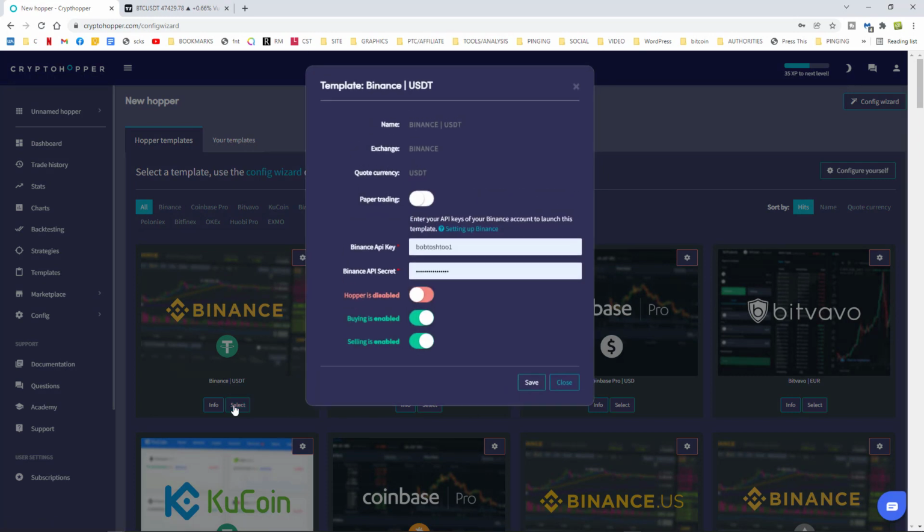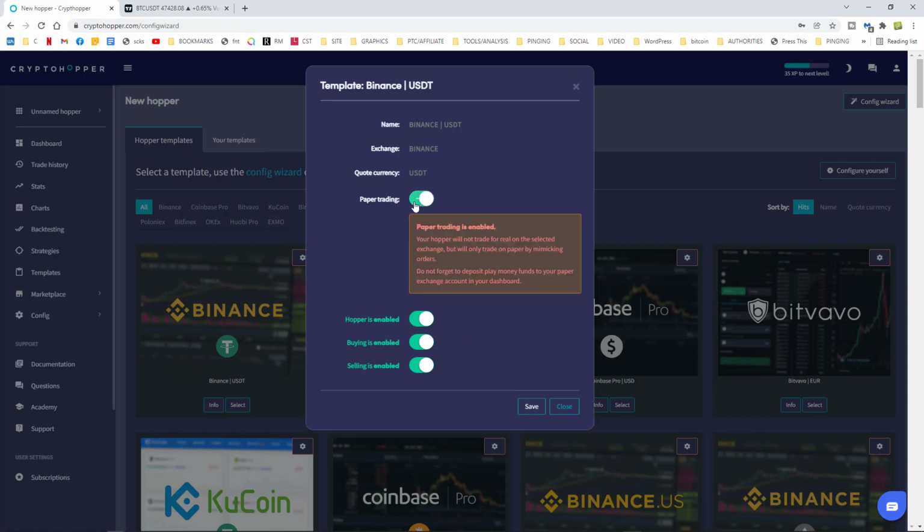I'm going to choose the Binance USDT template. Alright, select. Now then, I'm going to call this a paper trading bot. Hopper is enabled and it's paper trading. So we don't need to put in any API keys or anything, because everybody has access to the basic Binance and the prices. Okay, so save that.